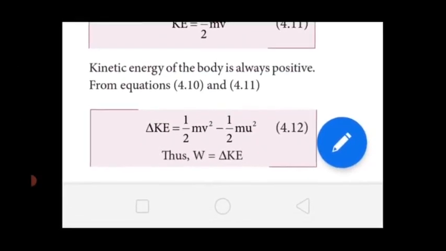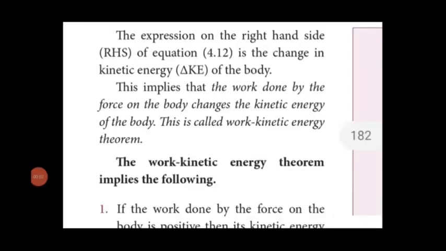The kinetic energy of a body is always positive. From the two equations, delta KE is equal to half m v square minus half m u square. The expression on the right hand side of the equation is the change in the kinetic energy, and delta denotes the change in kinetic energy of the body. When the work done by the force on the body changes, the kinetic energy also changes. So this is called the work kinetic energy theorem.